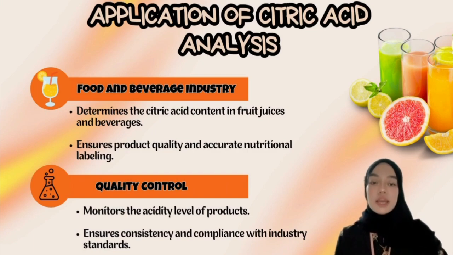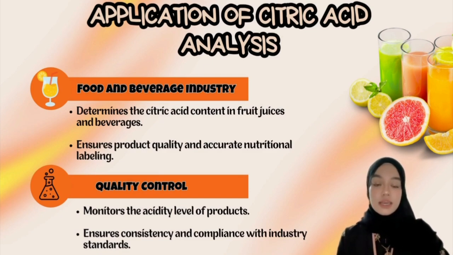Now, I will discuss the application of citric acid analysis using acid-base titration. Firstly, in the food and beverage industry, this method is used to determine the citric acid content in fruit juice and beverage. It helps manufacturers maintain the product quality and ensure that nutritional information on product labels is accurate. In addition, acid-base titration is widely used in quality control laboratories to monitor the acidity levels of product. This helps ensure consistency during the production and compliance with industry standards.